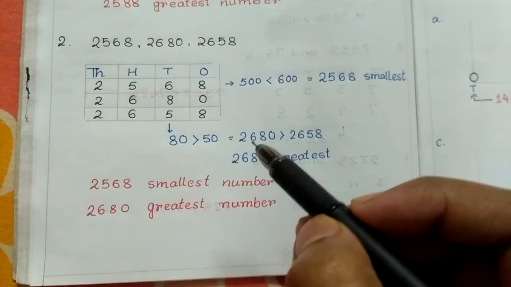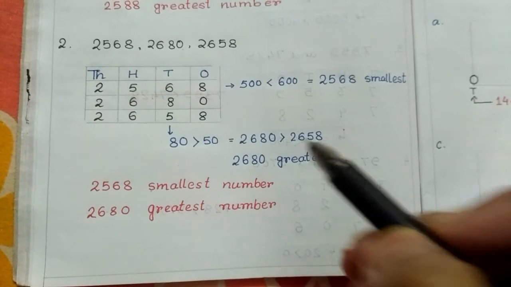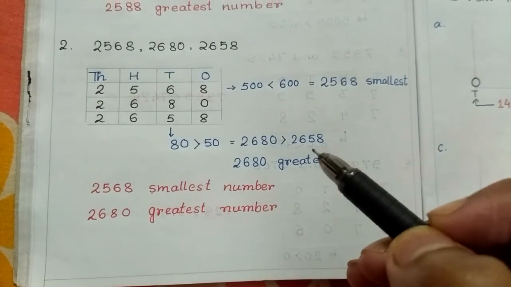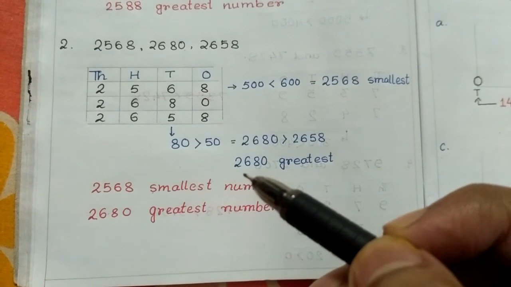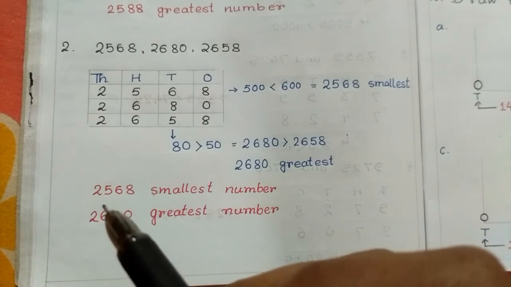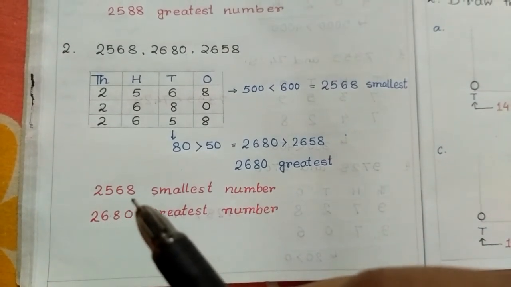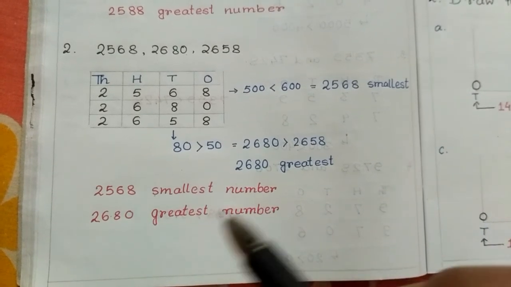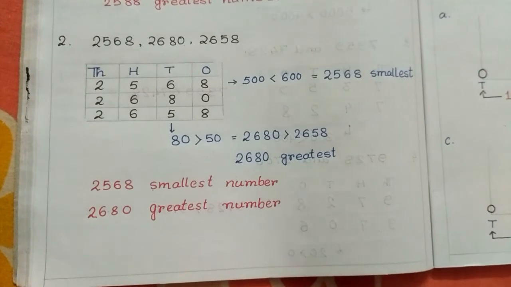So we can easily write that 2680 is greater than 2658. So, as an answer, 2680 is the greatest number. So the answer of this question is 2568 is the smallest number and 2680 is the greatest number.